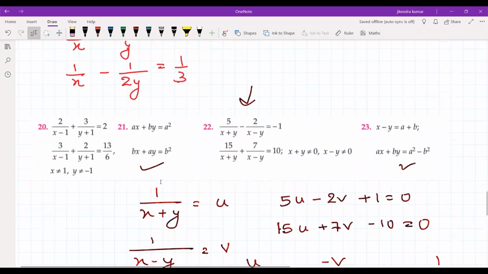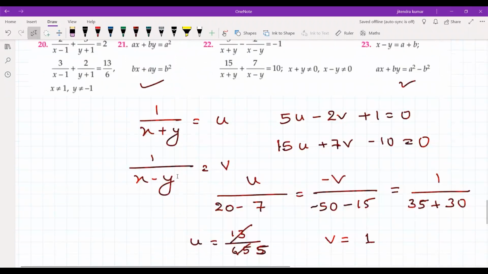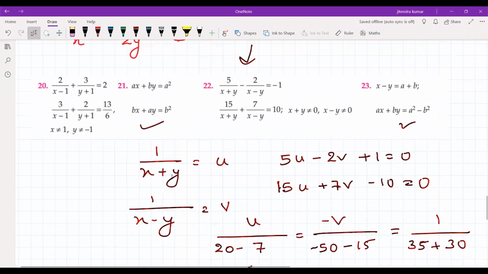Please repeat 22. So in 22, I have just taken 1 by x plus y is equal to u, and 1 by x minus y as v. Okay, so once we have taken it as u and v, now just replace 1 by x plus y and 1 by x minus y in the given equation. When we replace these, we will have 5u minus 2v, and taking the minus 1 to the right side, we will have plus 1 here is equal to 0.